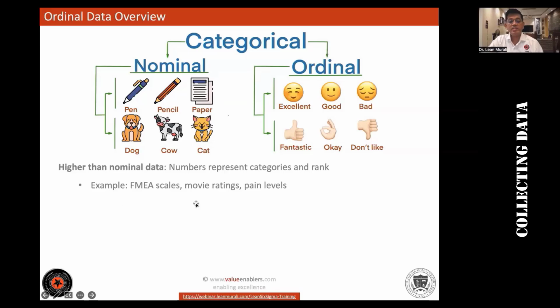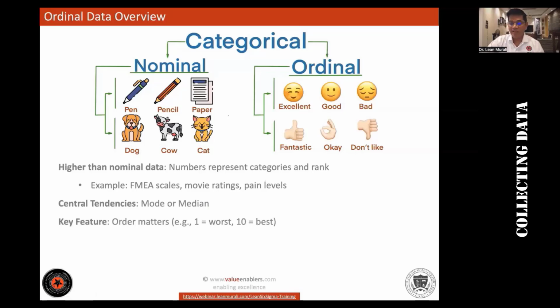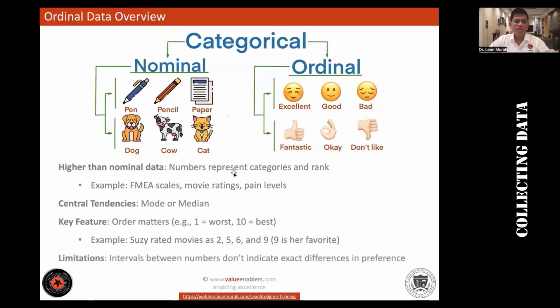An example is FMEA scales. FMEA is the methodology we spoke about in the last session, failure modes and effects analysis, and ratings, pain levels. You can use either mode or median as central tendency in this data. The key feature is that order matters. That is what is important here. For example, rated movies as 2, 5, 6, 9, with 9 being her favorite, etc. The limitation is that the intervals between the numbers don't indicate the exact differences in preference. That's the limitation of ordinal data.